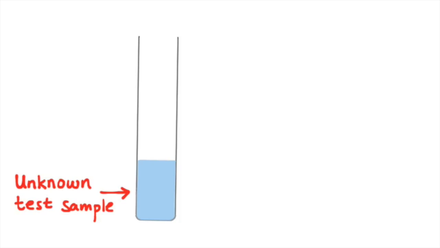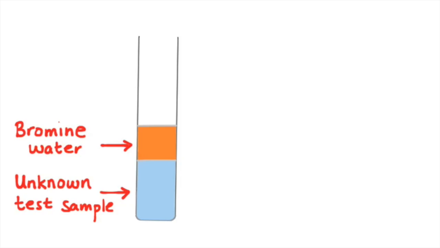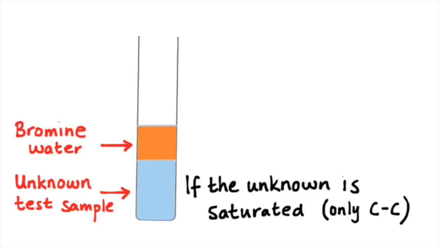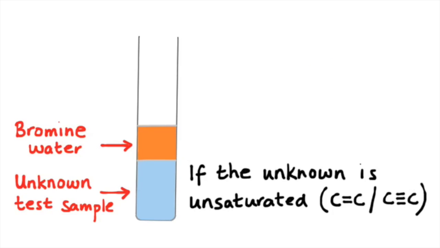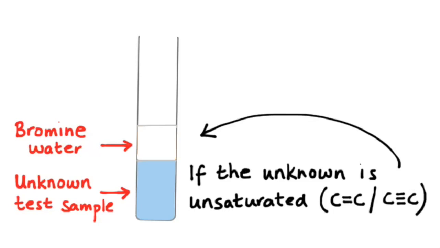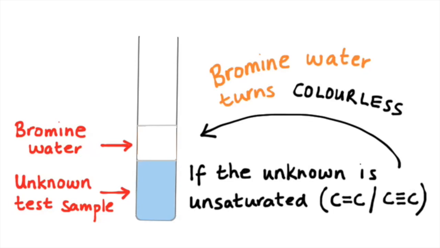The test works like this. An orange-brown solution of bromine water is added to the unknown. If the unknown substance is saturated, then no addition reaction takes place and the bromine water remains unreacted and orange-brown in color. If the unknown substance is unsaturated and contains a double or triple bond, then it will immediately react with the bromine water in a halogenation reaction. The orange-brown color of the bromine water will then disappear and a colorless solution will form.